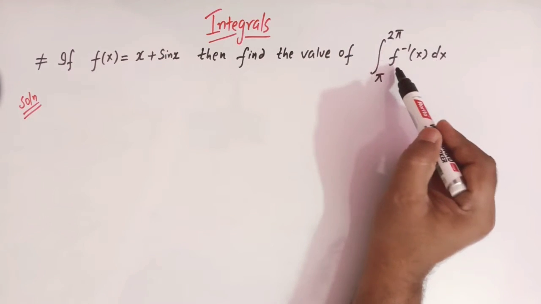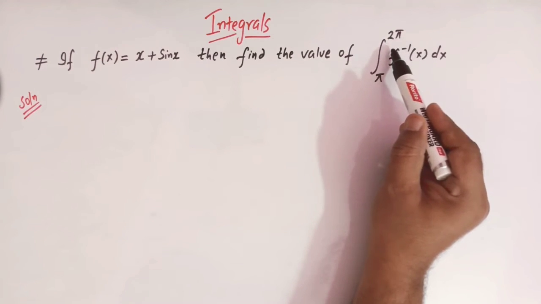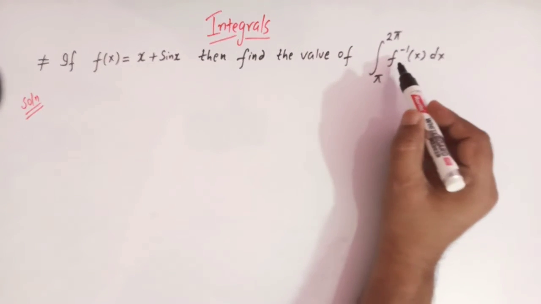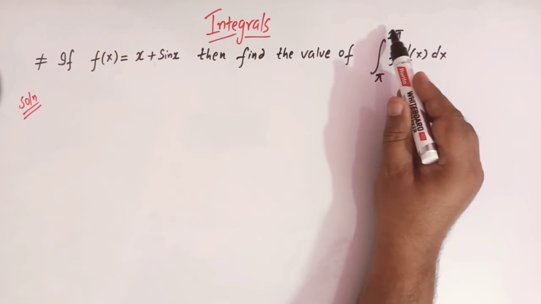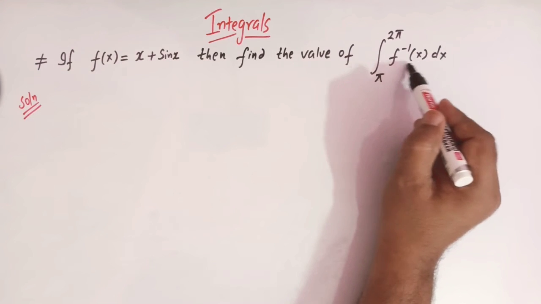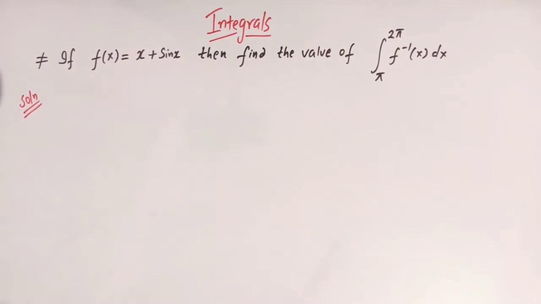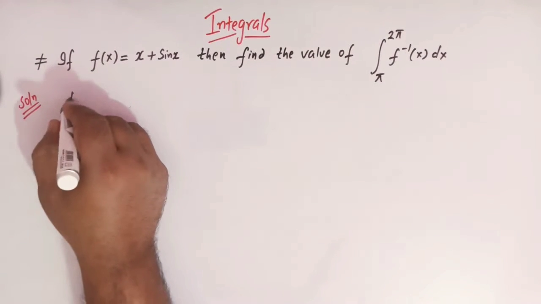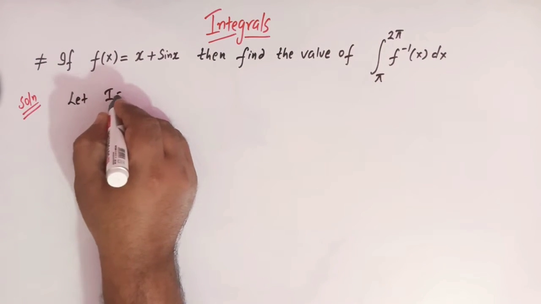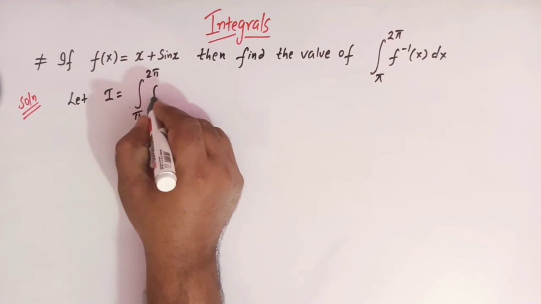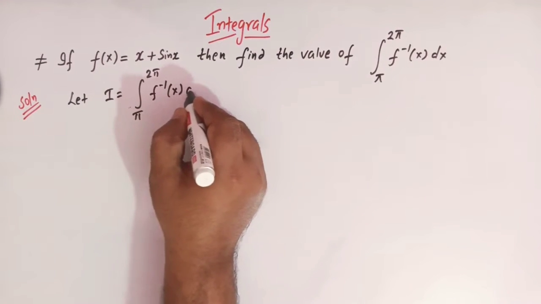So here f inverse of x is the inverse of this function f of x, and we have to calculate the value of this integral, in which the integrand is the inverse of the given function f of x. So let us start. Now let us first take this integral as I. So I is integral from pi to 2 pi of f inverse of x dx.